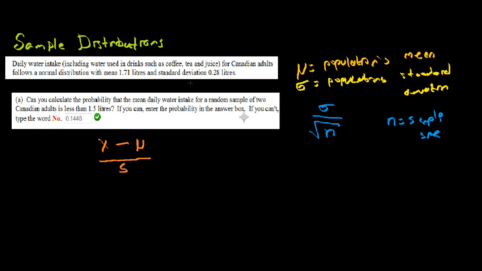So the standard deviation of our population up here, as you can see, is 0.28 liters. So it's going to be 0.28 divided by the square root of our sample size. And if we look at the problem down here, it says, can you calculate the probability that the mean daily water intake for a random sample of 2 Canadian adults is less than something? So our sample is going to be 2.